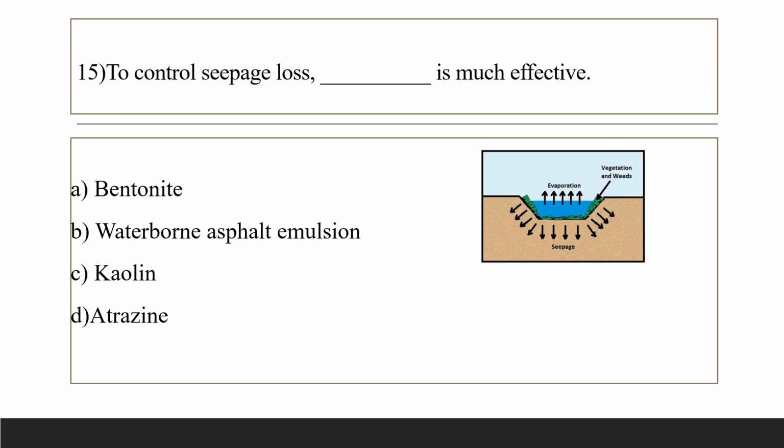To control seepage loss, dash is much effective. Seepage means the horizontal flow of water from the irrigation canal. So the irrigation canal must be lined to reduce moisture loss. Here the option is B, waterborne asphalt emulsion.